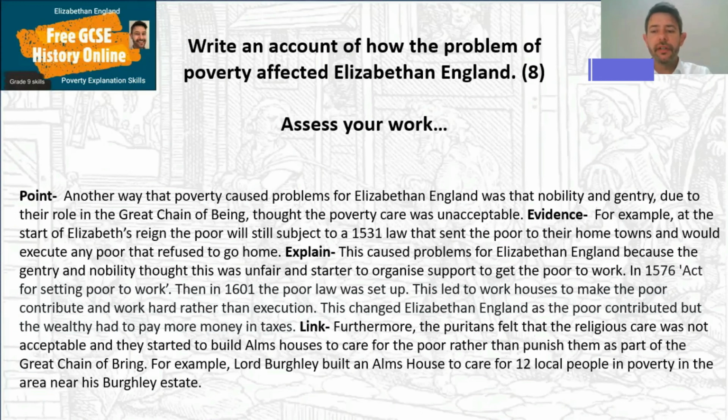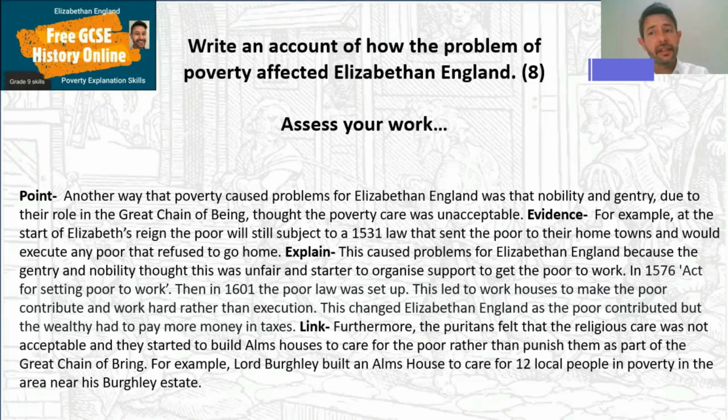So furthermore, the Puritans felt that religious care was not acceptable, and they started to build almshouses to care for the poor rather than punish them as part of the Great Chain. For example, Lord Burghley built an almshouse to care for 12 people in poverty in the area near his Burghley estate. So that gives you an idea of problems that the rich and the Puritans felt were unacceptable.